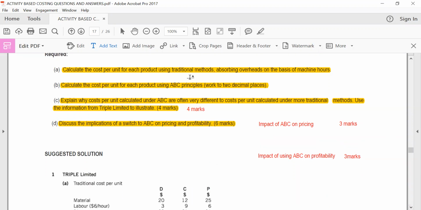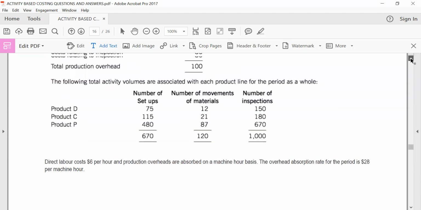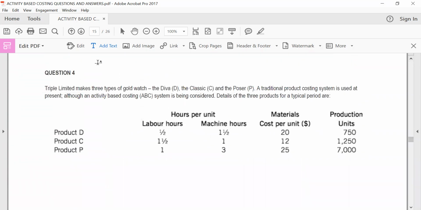So we look at the first perspective. Now, before we move into the solution, let's read the question, right? They are saying we should use, first of all, absorption costing. Second, we are to use activity-based costing. Can we move quickly? Triple Limited makes 3 types of gold watch: the Diva, the Classic, and the Poser. A traditional product costing system is used at present. So at the moment they use a traditional costing system, that is absorption costing. Although an activity-based costing system is being considered. It's being considered. Have they considered it?